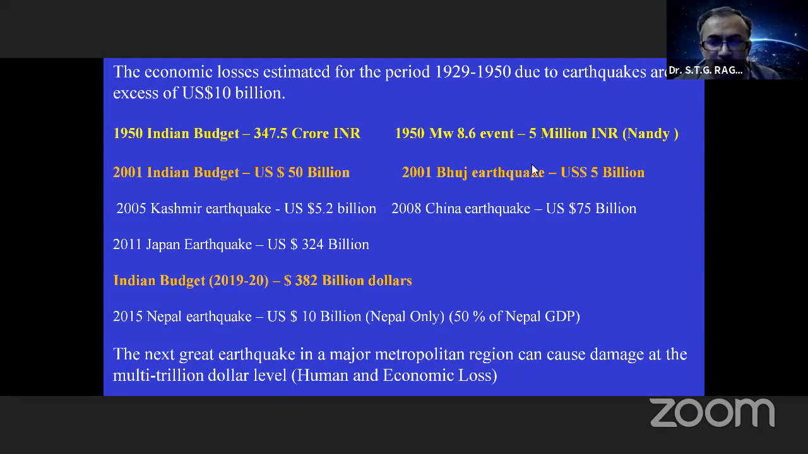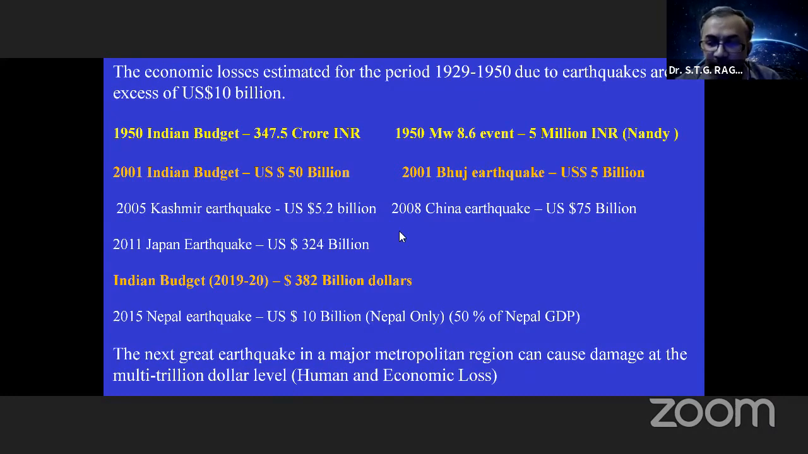Now in 2001, the Indian budget was $50 billion, and in the 2001 Gujarat earthquake, the economic loss was something around 5 billion, which is almost 10%. So in the olden days the economic losses were very small, but slowly they have grown up and started challenging our economy itself. The Kashmir earthquake in 2005, which occurred in Pakistan and also our Kashmir region, had a reported economic loss of around $5.2 billion.